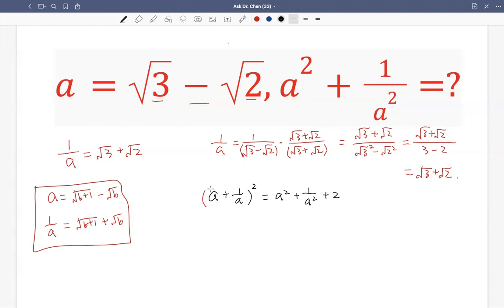Right? First one squared, a squared. Second one squared, 1 over a squared. Plus 2 times a times 1 over a. A times 1 over a is 1. So 2 times 1 is 2. So the middle term is 2.